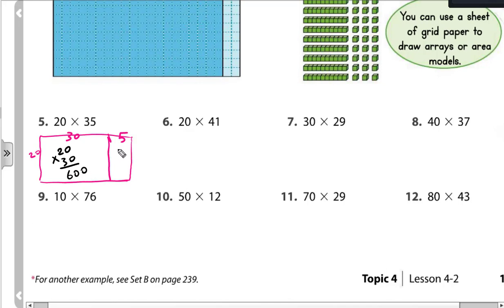Yes. 20 multiplied by 5, and it will be 100. Great. So add the two partial products. It will be 700. Great. So the answer is 700. Thank you, my hero. Great work. You're welcome. And guys, let's move to the next one with another hero.